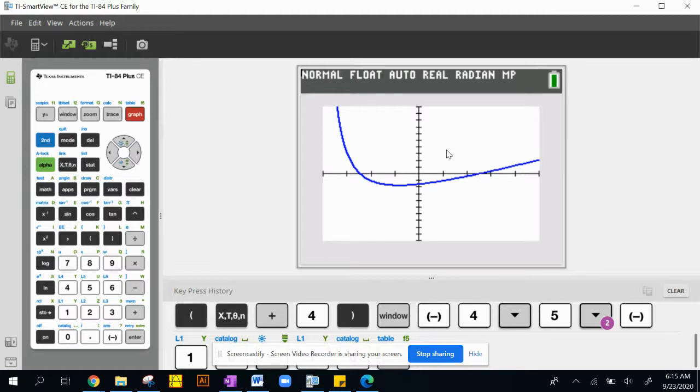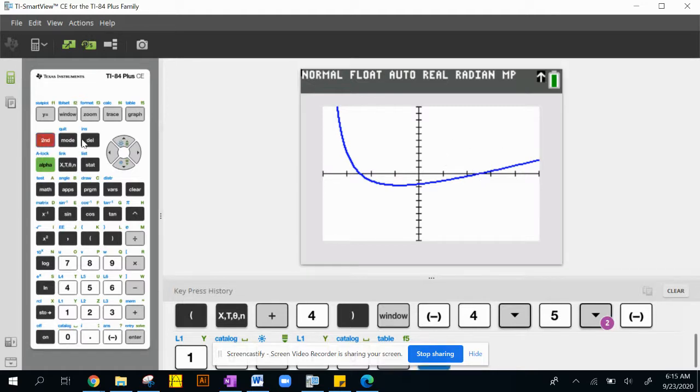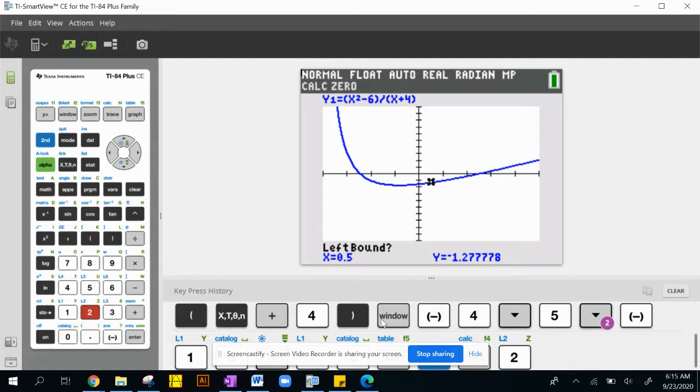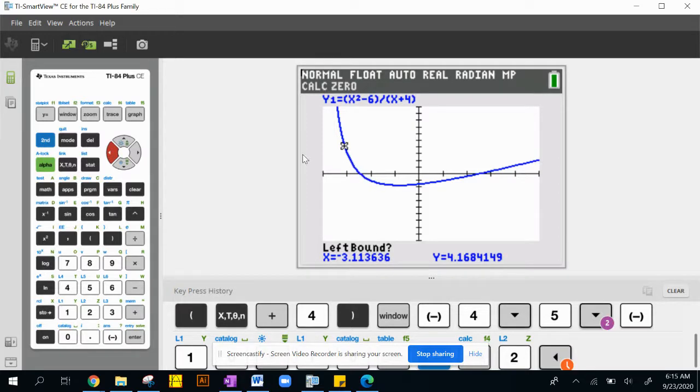But to find the zeros on the calculator, we're going to go second, trace, which is the calculate menu, and number 2 is zero. Since there are 2 zeros on our screen, we need to specify which one we're looking for. It says, give me a left boundary. What is the left bound of the first zero? I'm going to look at this zero right here, so I move my cursor to the left, or I could just type in a number. So I'm to the left of the zero. I hit enter. Now it wants a right boundary, so I'll just type it in this time.